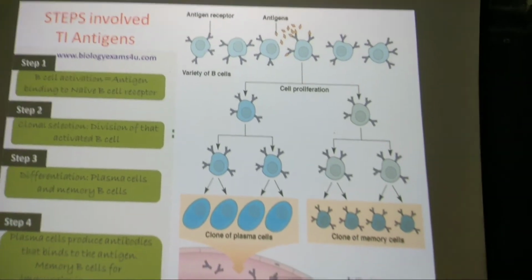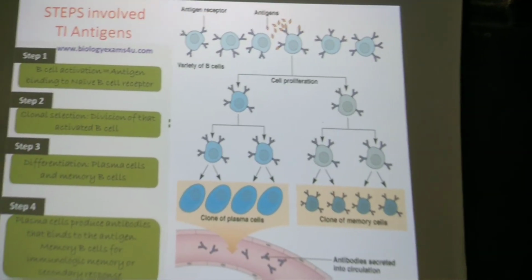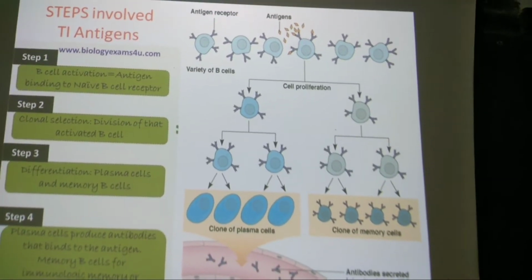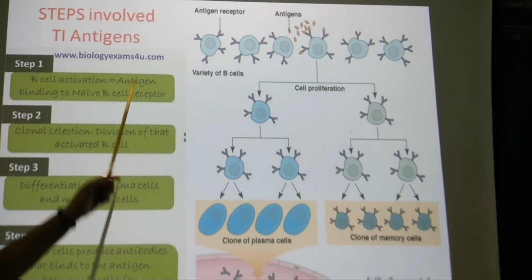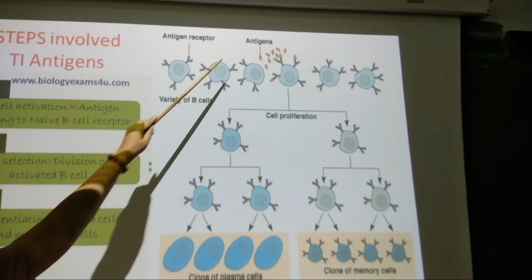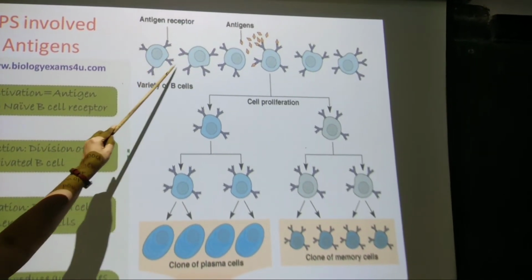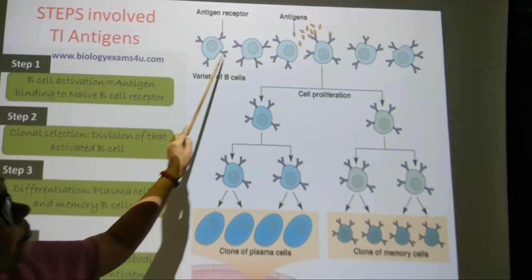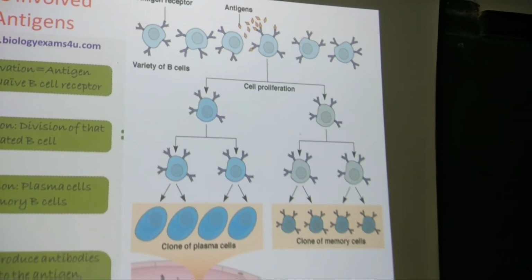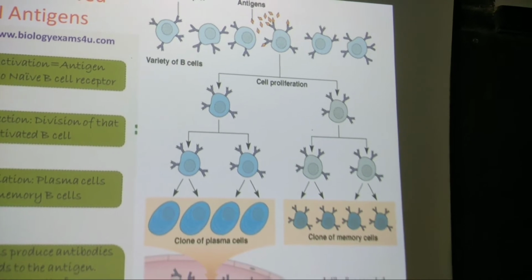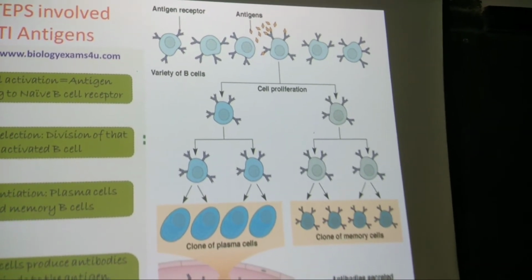So now we shall see the steps involved in the T cell independent antigens. Once the T cell independent antigens enter the body, these are the antigens. There are different varieties of B cells. Here 6 different types of cells are shown. That means these cells are specific for different types of antigens.